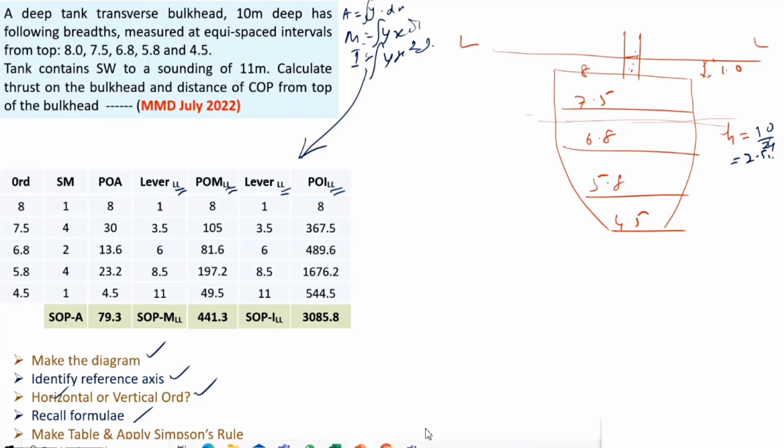No, you'll have to take the ordinates which are equispaced, correct? Okay, sir. Otherwise, you are violating the requirements of Simpson's rules.